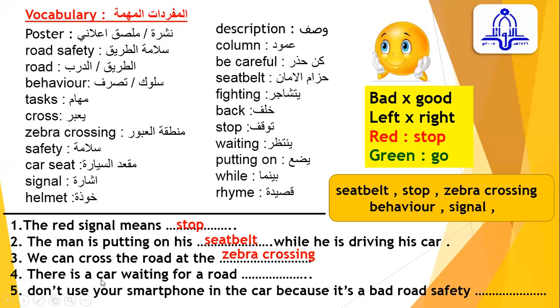Number four, there is a car waiting for a road dash. There is a car, هنالك سيارة waiting تنتظر for a road what? For a road signal لإشارة الطريق, road signal. And finally, number five, don't use your smartphone in the car because it's a bad road safety what behavior. So don't use your smartphone in the car because it's a bad road safety behavior.